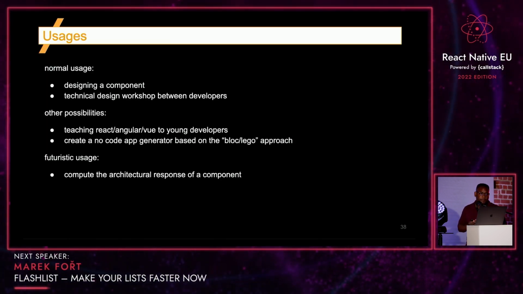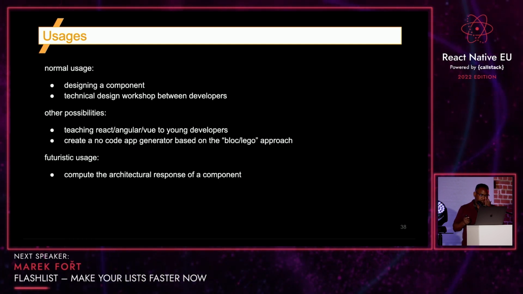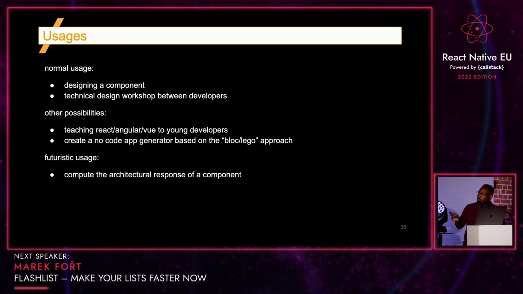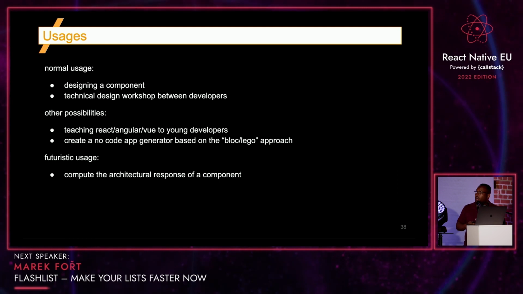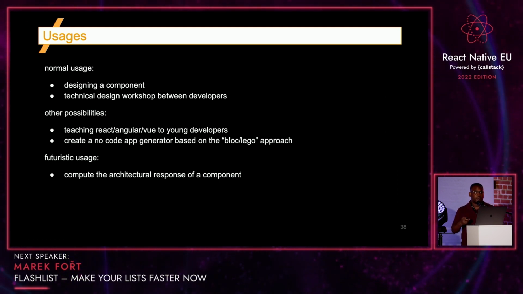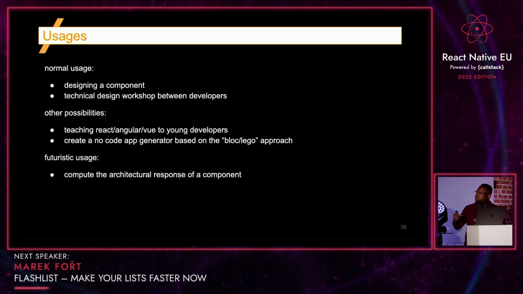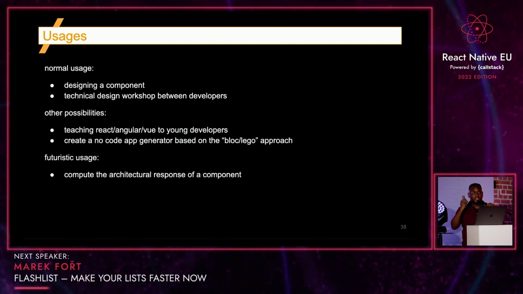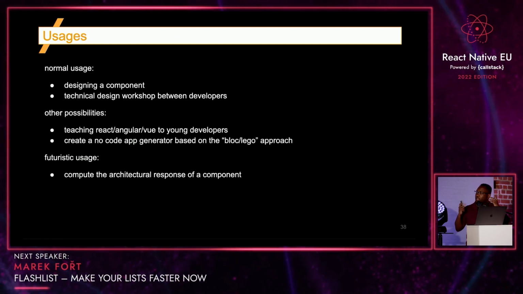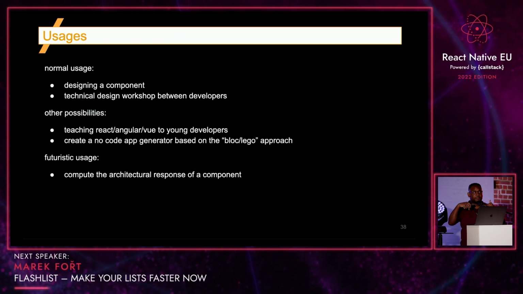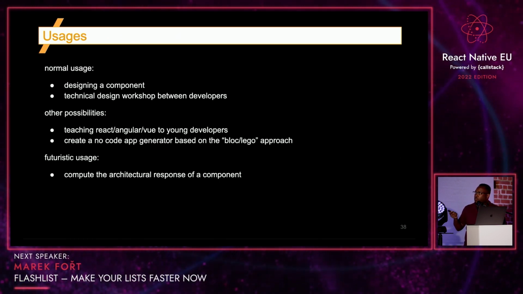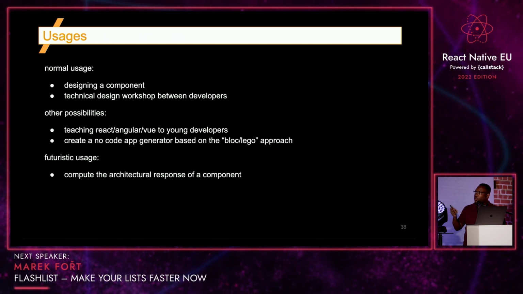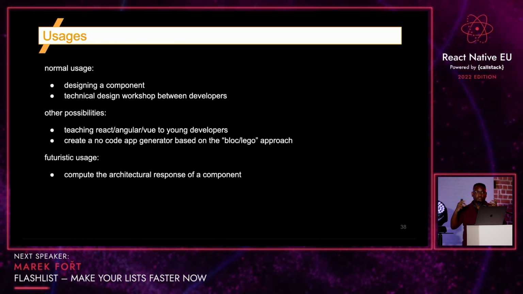So we are close to the end, and I wanted to share with you the potential usage of the component anatomy. Actually, you can use it to design a component, or just to have a technical discussion with other developers. You can use it to teach any component-based technology like React, Angular, or Vue.js to young developers, to help them create a mental representation of what is happening in the code. You could even create a no-code app generator based on the Lego approach.